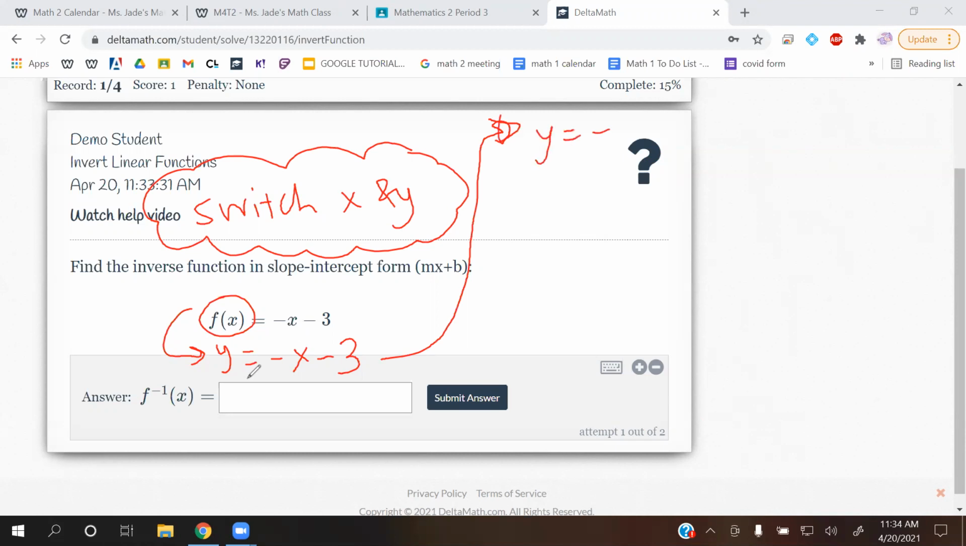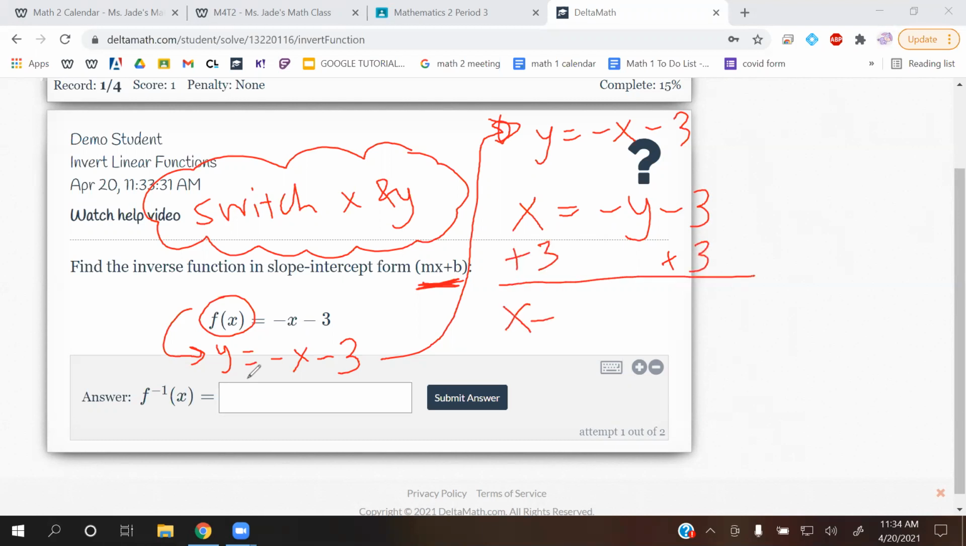y is equal to negative x minus 3. Now we switch the x and y, it becomes x is equal to negative y minus 3. Literally just switching the x and the y. After you switch the x and the y, we want to get it in slope intercept form, so we want y by itself. So let's get our y by itself. I'm going to add 3.